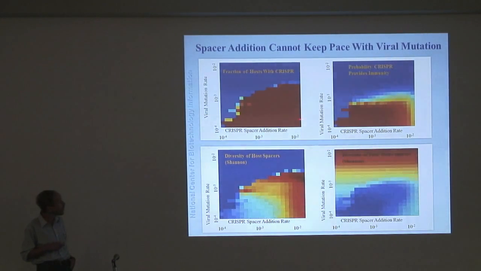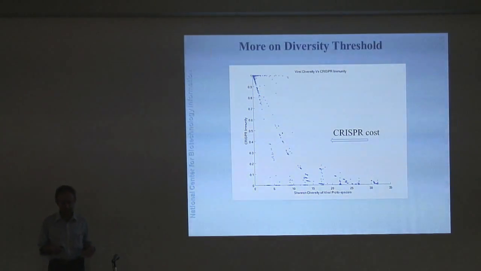You see that no matter how high your spacer addition rate is, at some reasonable cost, the virus will overwhelm at high mutation rate. You have similar and more striking results with the probability that CRISPR provides immunity with the diversity of spacers and so on. So there is a certain diversity threshold that depends on the CRISPR cost.